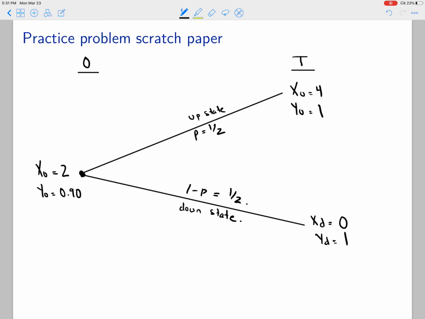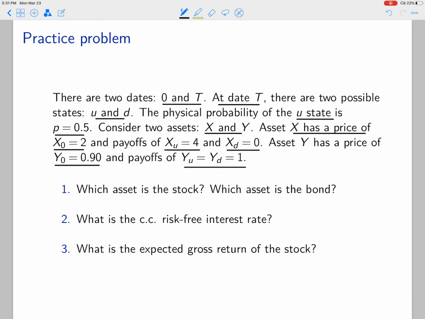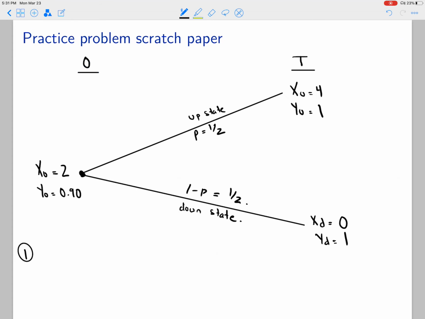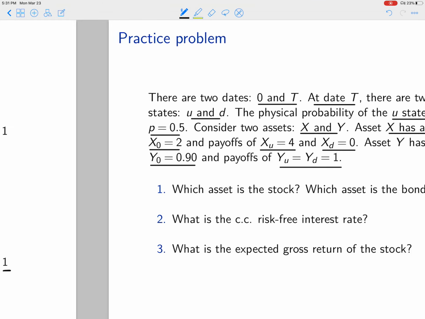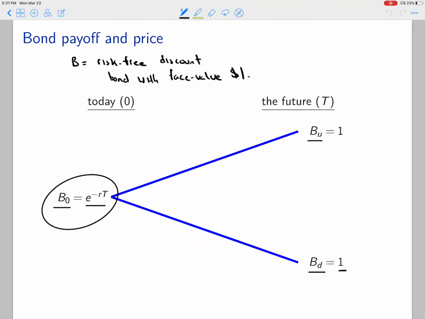Okay, so we start with the first question here, which asks which asset is most like the stock, which asset is most like the bond. So we know that the risk-free bond's payoff should be constant. Okay, if we flip back a few slides, the risk-free bond's payoff is constant.